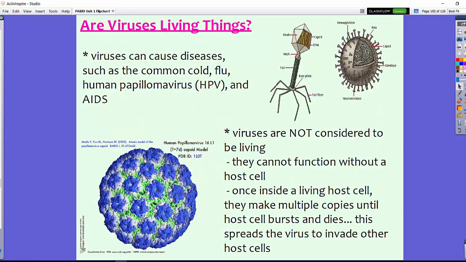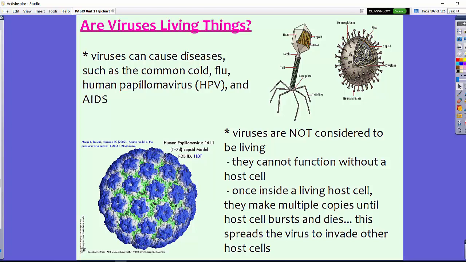One question that I know you are wondering about right now is, are viruses considered to be living things? I know I hadn't mentioned viruses at all in that classification scheme. When we think of viruses, we can think of things that cause disease, like the cold or flu, HPV, also AIDS. But I also mentioned bacteria, which is living, that also can cause disease. So viruses are very different types of things. They are not considered to be living.